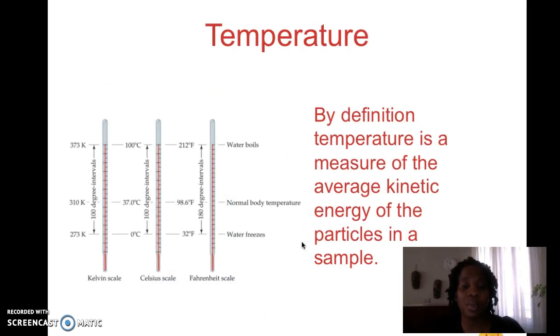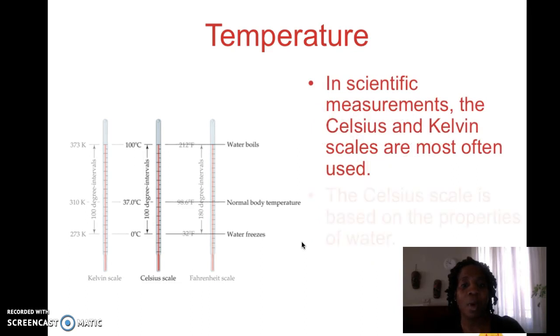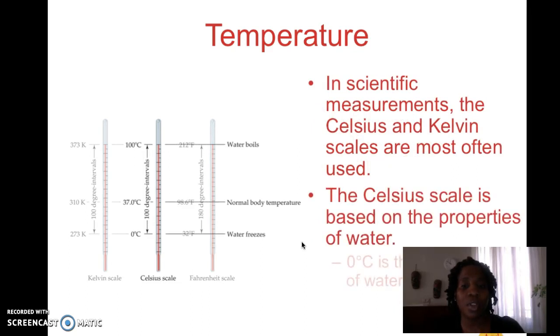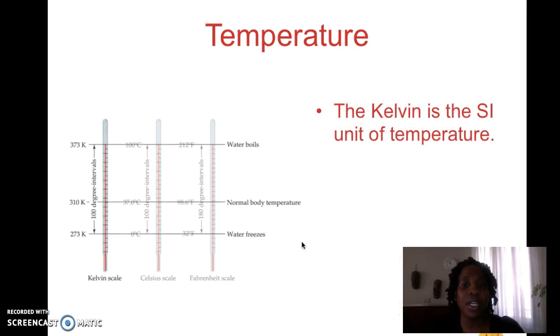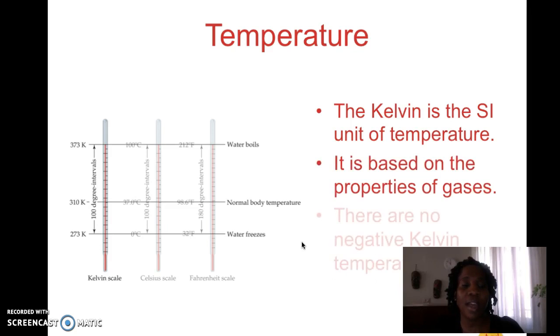The relationship between the temperature scales is important, particularly to remember that we need to use Kelvin for any calculations involving gases. Also, just to be sure that you're aware, Celsius is the unit that we would use for measuring temperature. Kelvin, again, is the SI unit. It's based on the fact that it has the lowest possible temperature set for 0, so that there are no negative Kelvin temperatures.